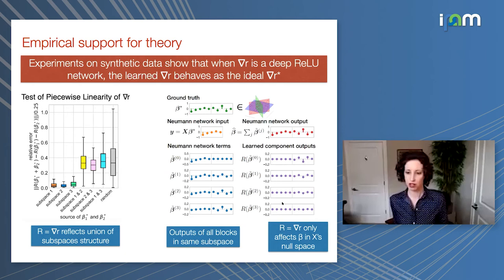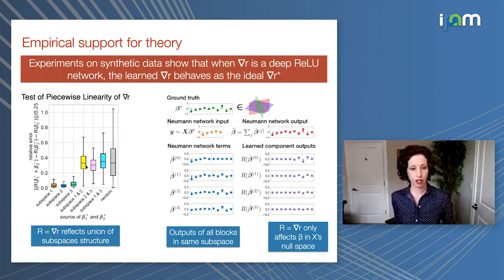Finally, we can take that learned network and see whether it is reflecting the union of subspaces structure, and we find that it is. So if we were to take 2 images or signals, beta 1 and beta 2, from the same subspace, then we see that our learned regularizer gradient is acting like a linear operator. But if we were to take 2 different betas from 2 different subspaces, 1 and 2, then our learned regularizer gradient is no longer behaving like a linear operator. And so that union of subspaces structure that's in our training data is being essentially learned by this Neumann network architecture.